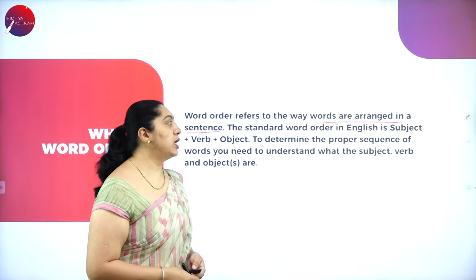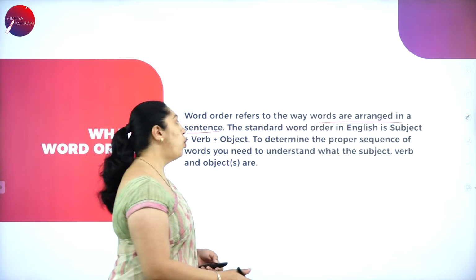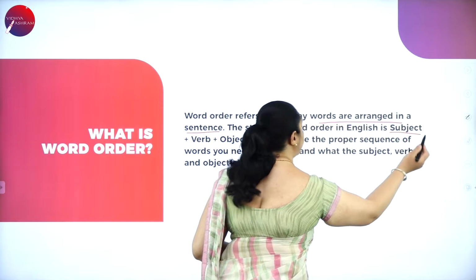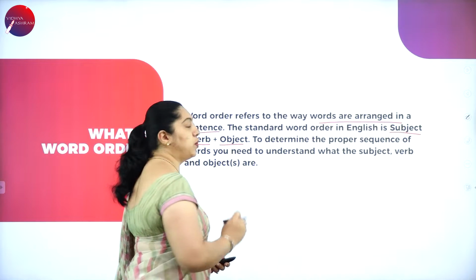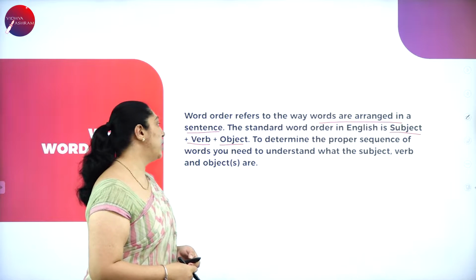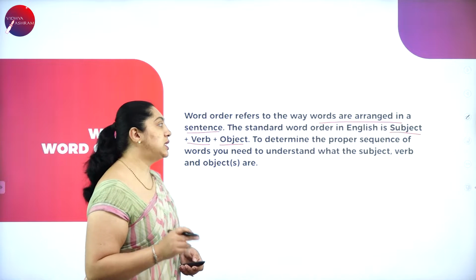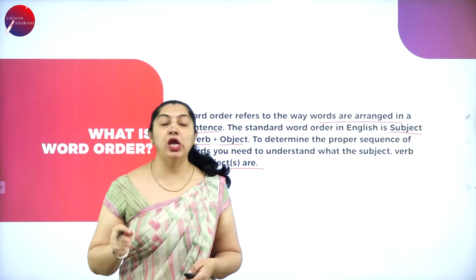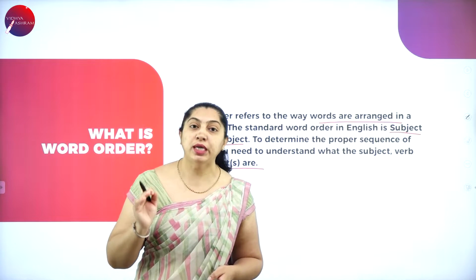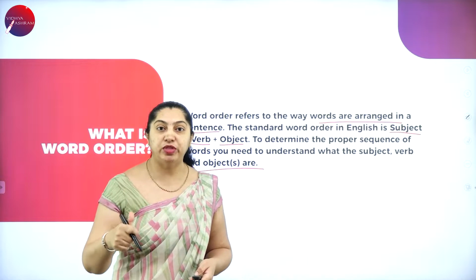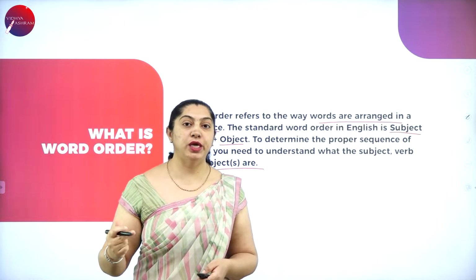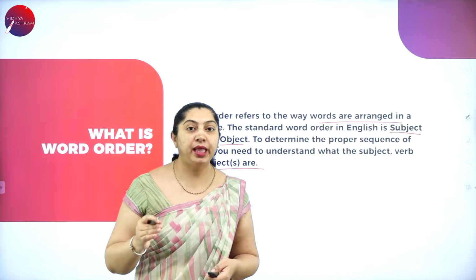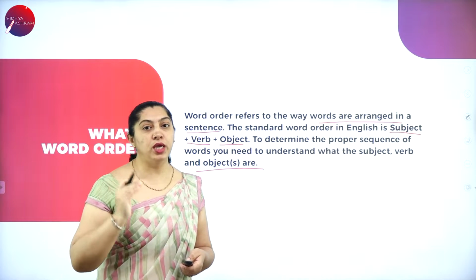The standard word order in English is subject, verb and object. What is the standard order in English? It is subject, then the verb, then the object. To determine the proper sequence of words, you need to understand what the subject, verb and the object are. To identify the word order, what are you supposed to know? You should know the subject, verb as well as the object. When you know the subject and the verb, obviously you can write the object also. The main thing is you need to know what is subject and what is the verb.